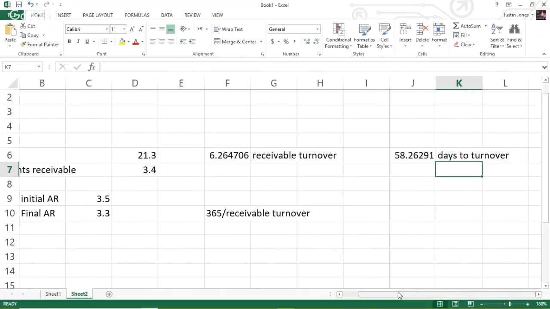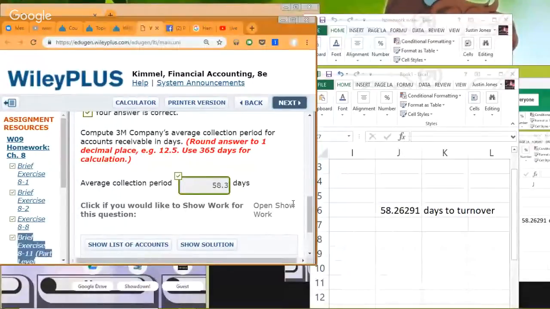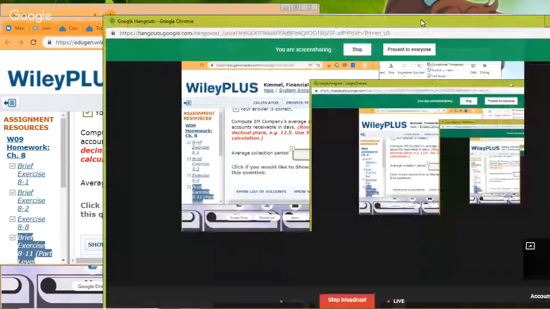I'll slide that over a bit so you can see. So days to turnover. And, oh, what do you know? That's what the real answer is. So yeah, this wasn't a hard one. You just have to do about three calculations and the numbers are given to you. So it's pretty simple. Hope that helped.